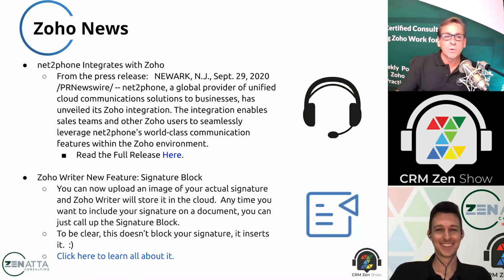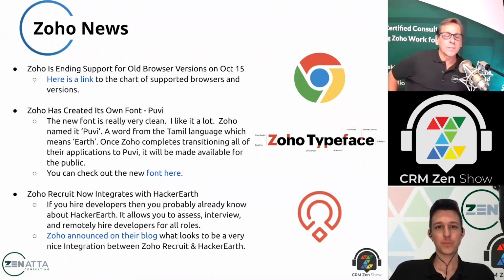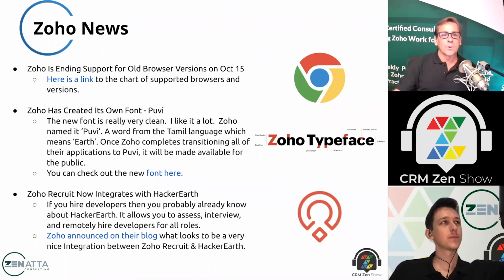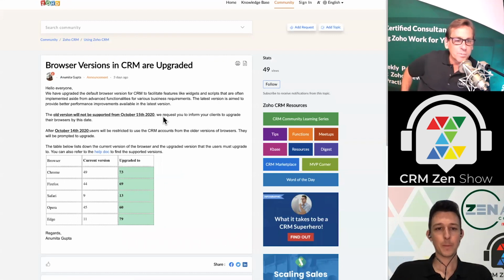And then moving on with more news. This is a crazy one. So Zoho is ending support for old browser versions on October 15th. And man, if you go to the link to this chart, they're going way back. So the current version that Zoho was supporting was all the way back to 49 on Chrome, and now you can go all the way up to 73.